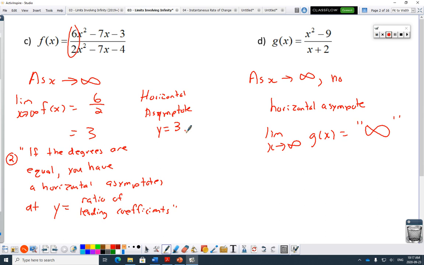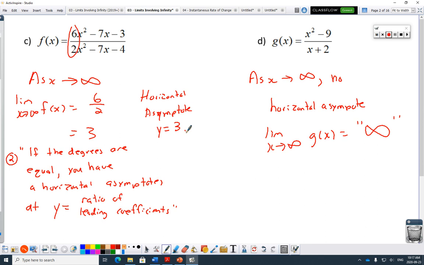Getting better? We're getting better? Question? Say it again? Oh, good. She wants to know, how is the end behavior related to the limit?